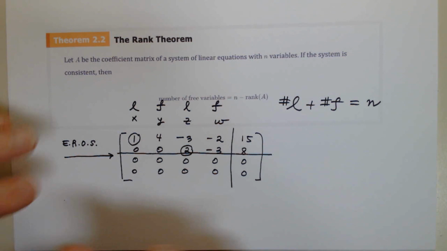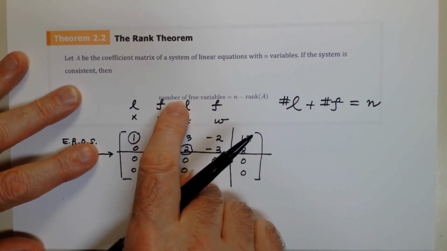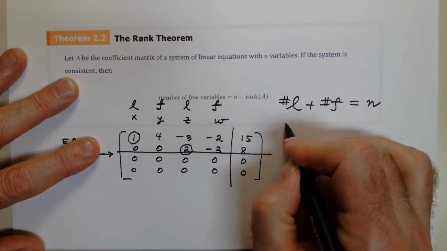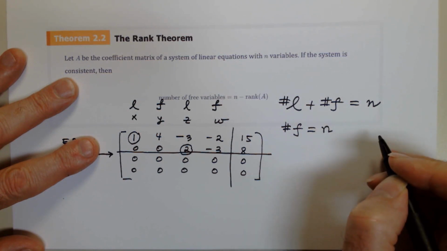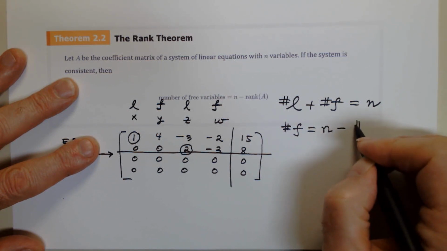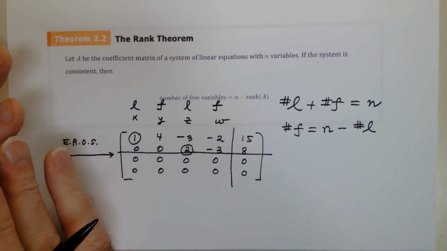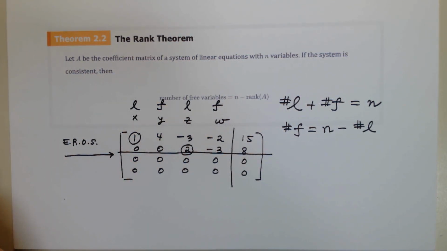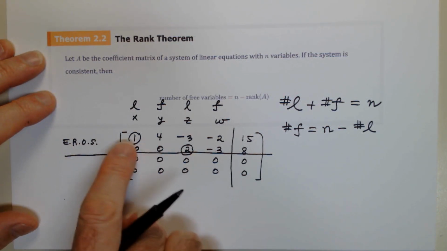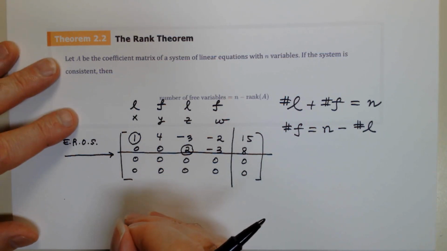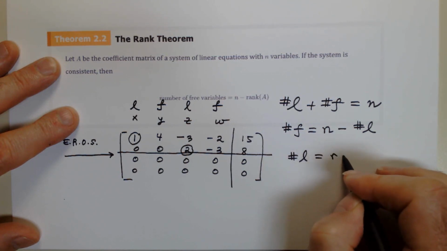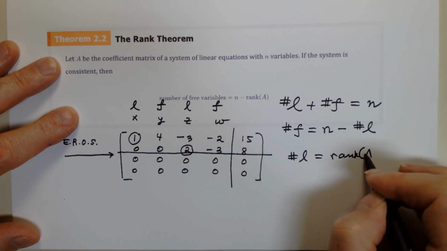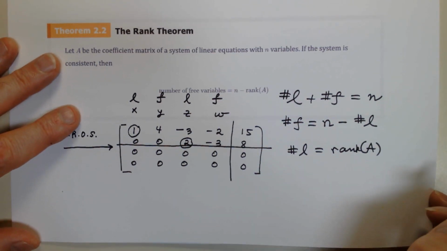Okay, now let's solve this for the number of free variables, because that's how the rank theorem is posed, right? This says that the number of free variables has to be the total number of variables minus the number that are declared leading, that are associated with leading entries. Now, all we have to do is realize that every leading entry corresponds to a non-zero row. So the number of L is, by definition, just the rank of this coefficient matrix, right? That's just the rank of that coefficient matrix.